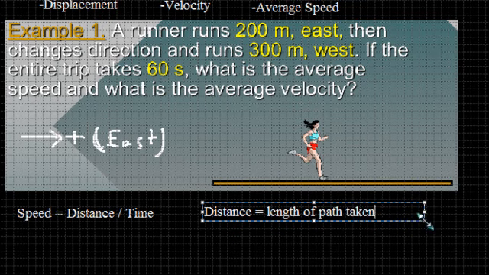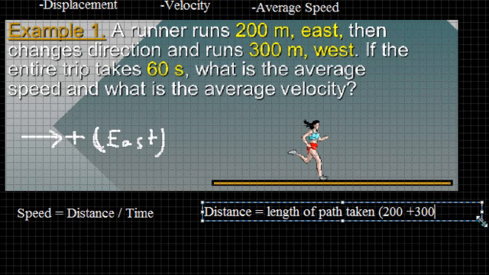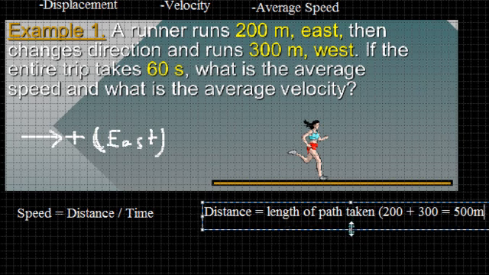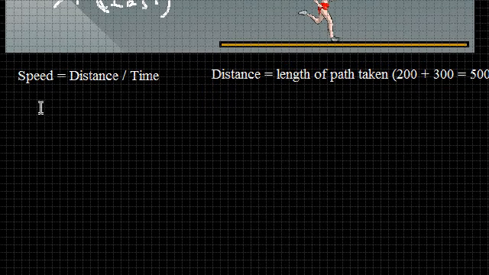So think about that in the case of this runner. It's simply going to be, we can even put that in parentheses here, 200 plus 300 equals 500 meters. So in the case of our fearless runner here, she has traveled 500 meters.